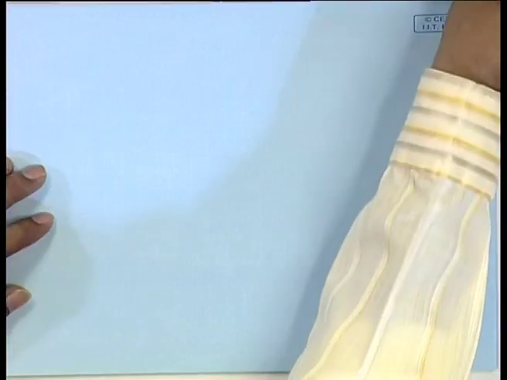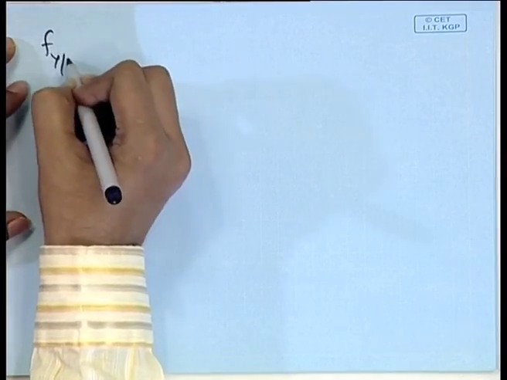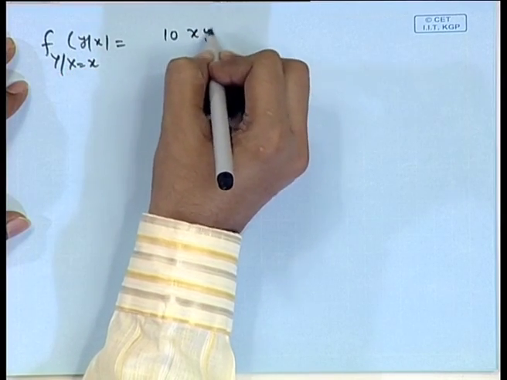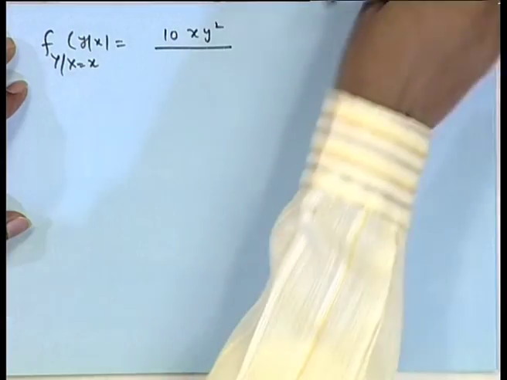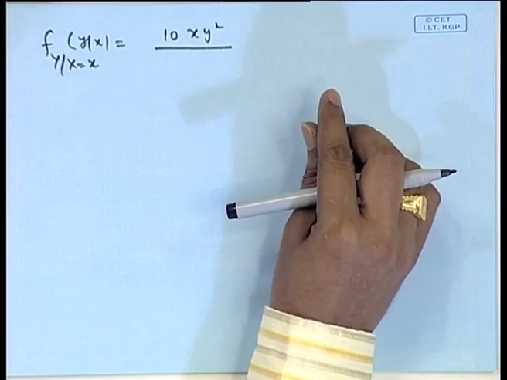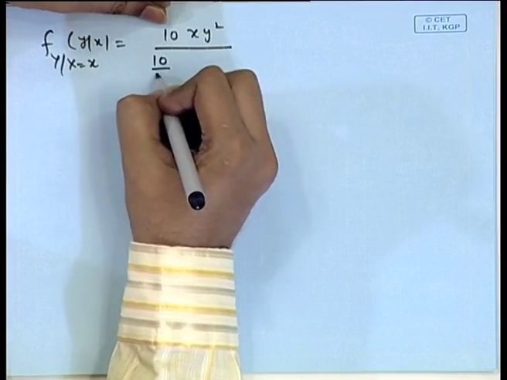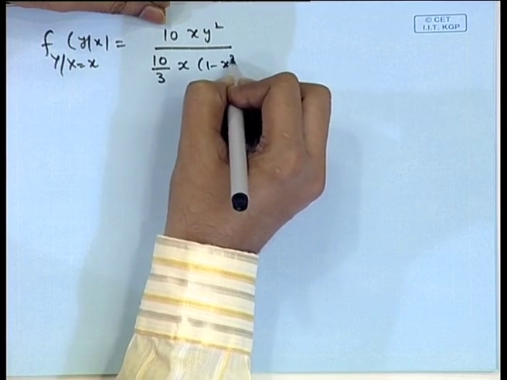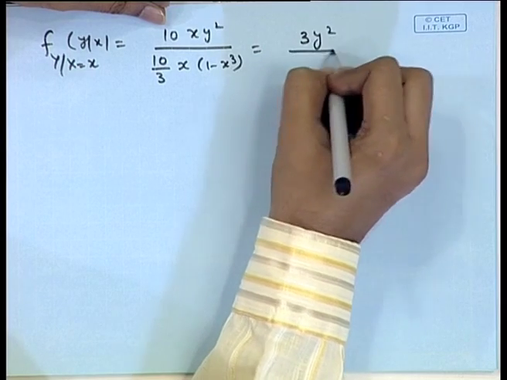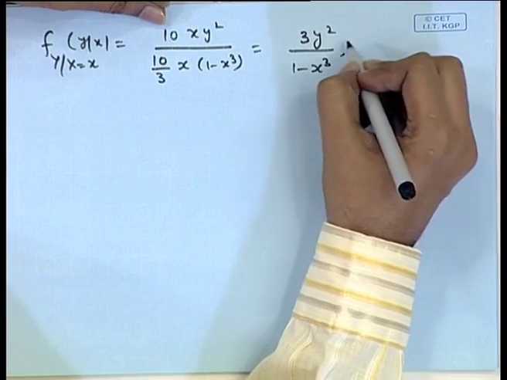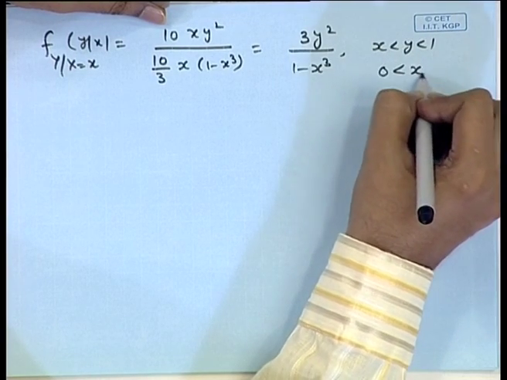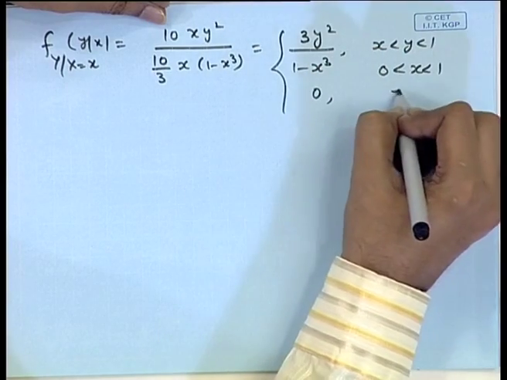Similarly, we can define the conditional distribution of y given x here. That is 10 x y square divided by the marginal distribution of x, which we obtained as 10 by 3 x into 1 minus x cube. So, divided by 10 by 3 x into 1 minus x cube, that is equal to 3 y square by 1 minus x cube. Here the range of y is from x to 1 for a value of x between 0 and 1, and 0 elsewhere.